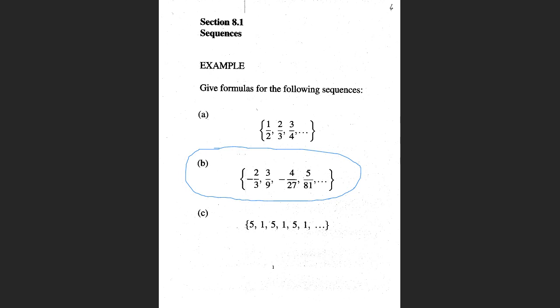I mean, there are multiple things. Okay, that's right, Tina. They alternate from negative to positive, negative to positive, negative to positive. That's called an alternating sequence. Negative 2/3, positive 3/9, negative 4/27, positive 5/81.